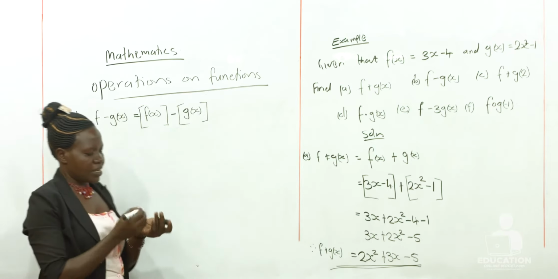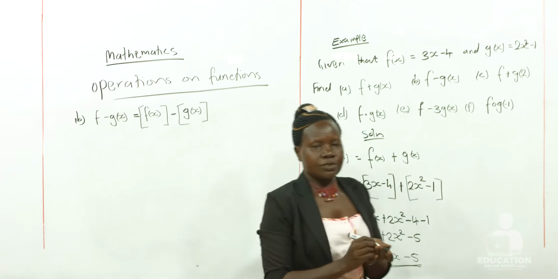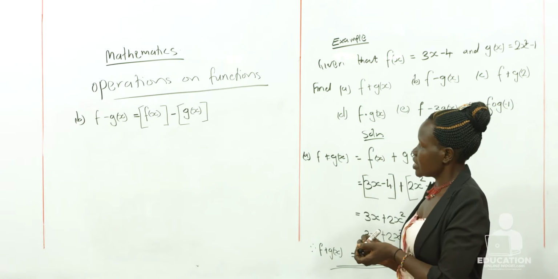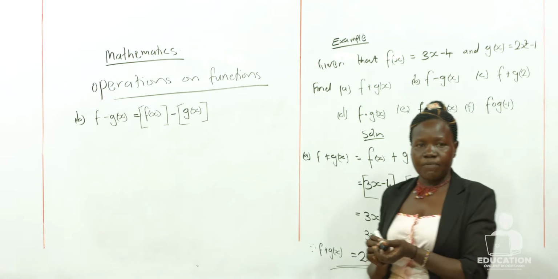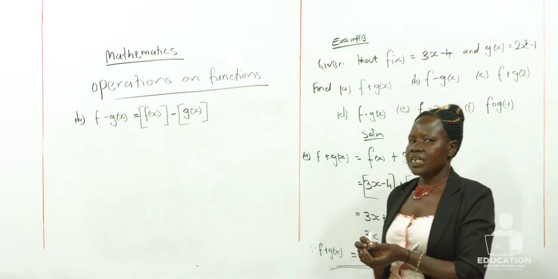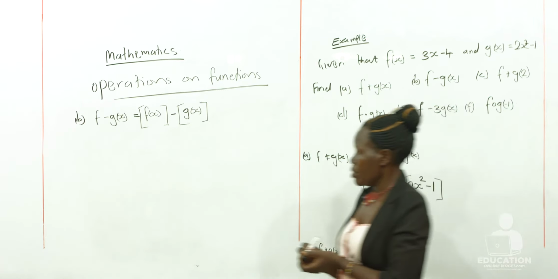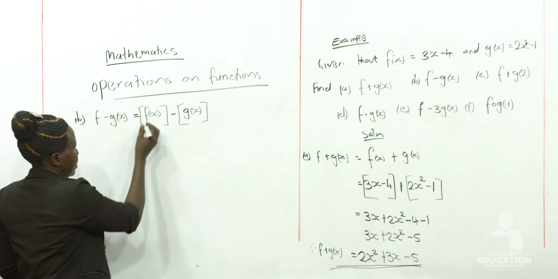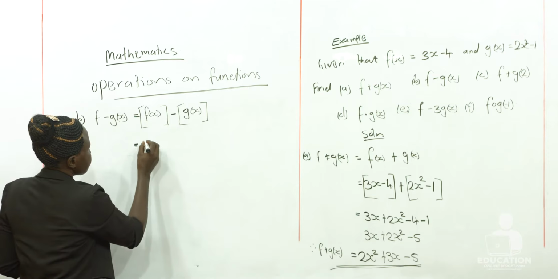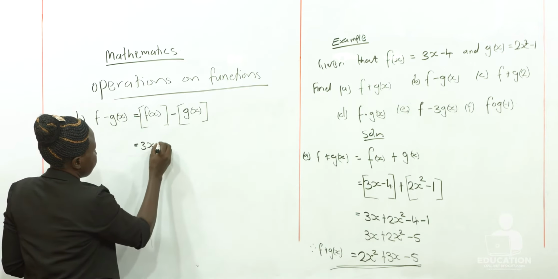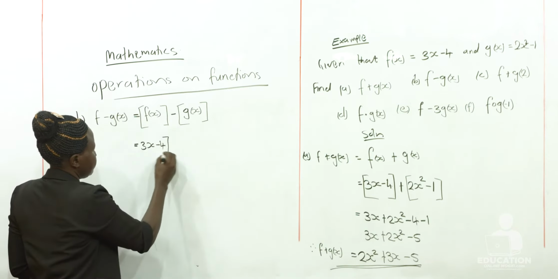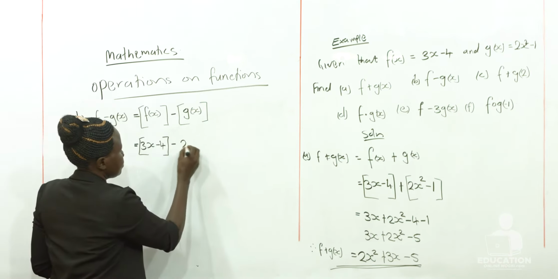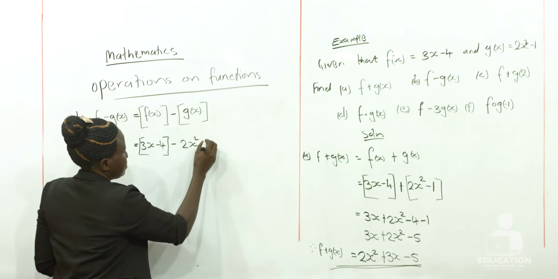Why are we putting this bracket? Because students always find it difficult how to deal with the integers. But when you put your things in that bracket form, it becomes easier for you to deal with the integers. That is the science in mathematics. And then now you substitute. What is the function f of x? It is given as 3x minus 4, close the bracket, and then minus function g, which is 2x squared minus 1.